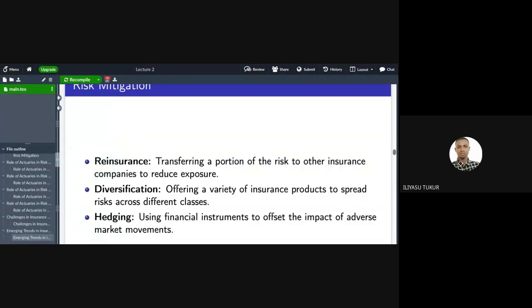So that is reinsurance. We will look at this reinsurance in detail because it's a topic on its own, and we'll see how the reinsurance and the insurance company relate mathematically and even in general.